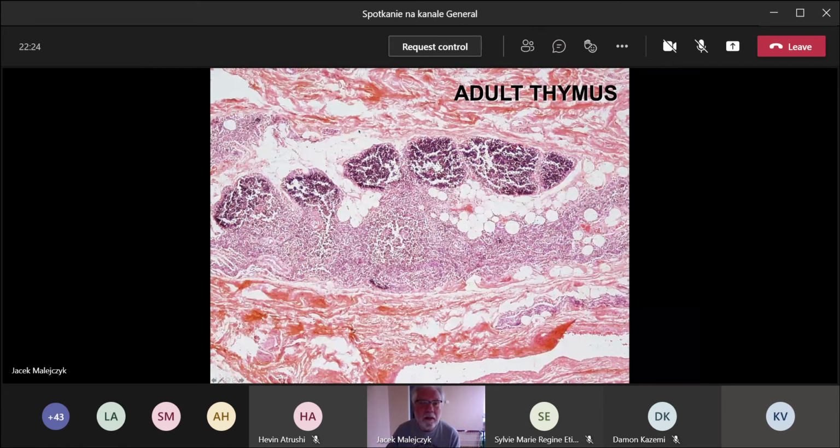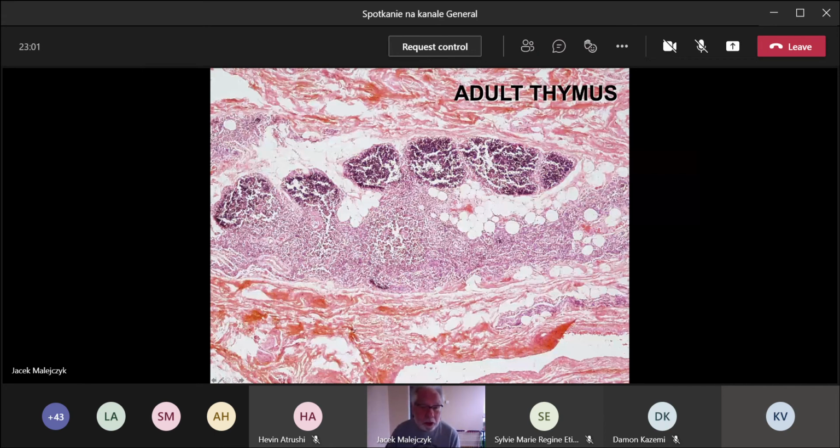What happens to the thymus in time? It functions until we become adult, and then later on it gradually disappears. Here you see such an adult thymus with involution. Only very small parts display some characteristics of the part where the lymphocytes can proliferate. So in general, the organ disappears.